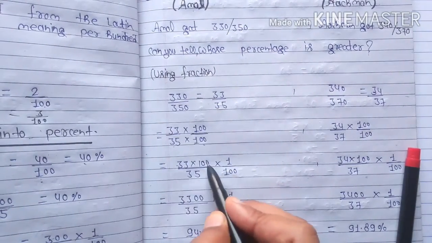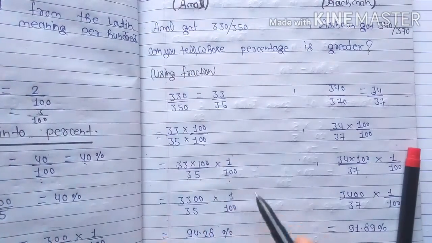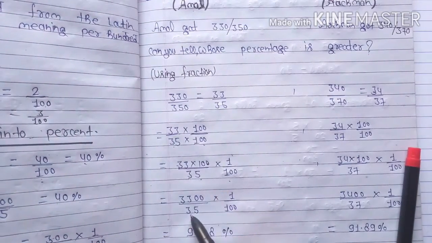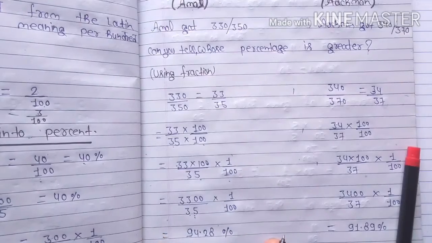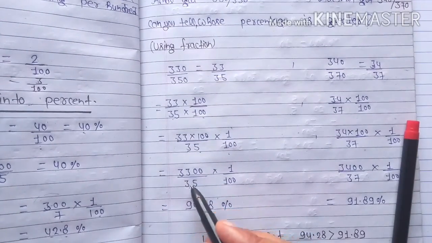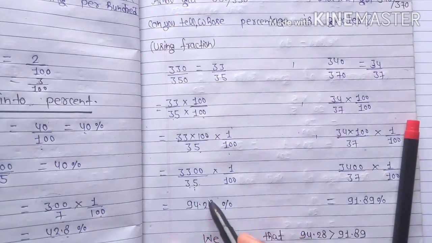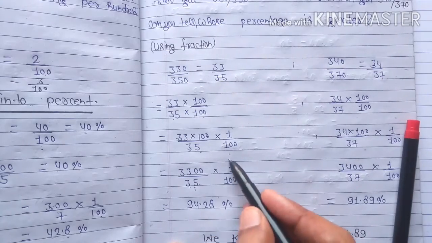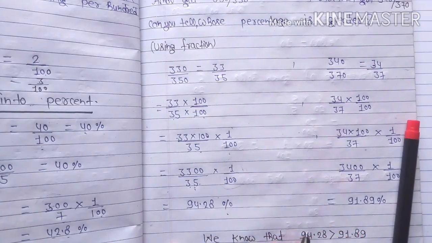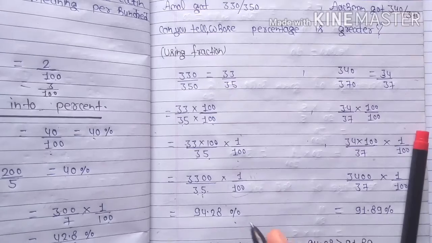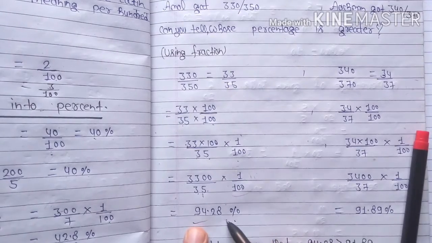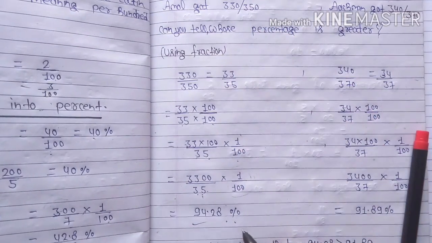It will give 32 into 100 upon 35 into 1 upon 100. This is 3300 upon 35. We will divide 3300 by 35. We will get 94.28. And what does it mean? 1 upon 100 means percent. This is 94.28%. Amol got 94.28%.